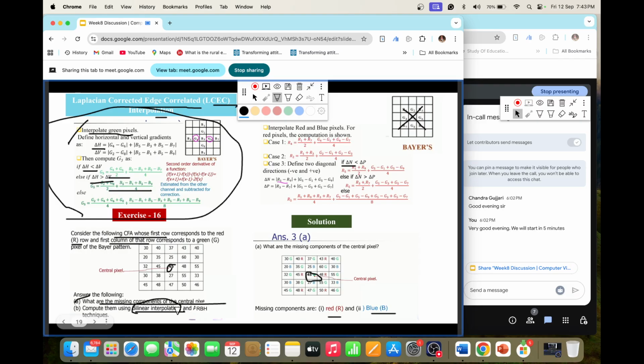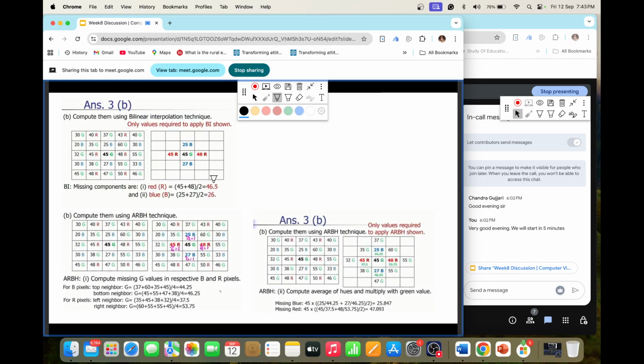But how to calculate this technique? Bilinear, I have already told you, is very easy. Just focus on this and we get the answer. But how to calculate this other thing, that is the averaging red blue hue technique? How do you have to do it? You have to do this step by step.